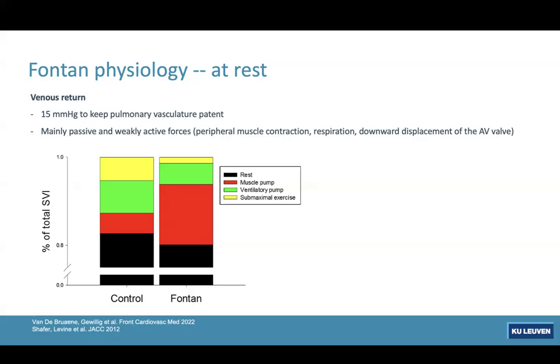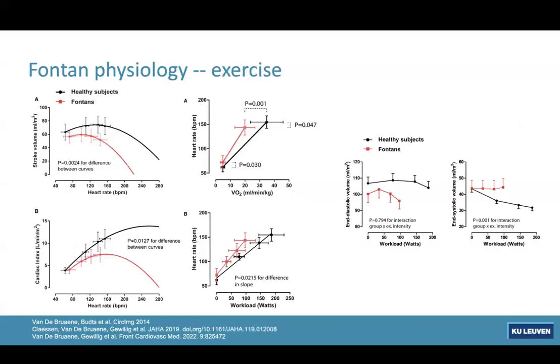And on the other side of the pulmonary vasculature, maybe even the downward displacement of the AV valve contributes a little bit to having this 15 millimeters mercury to allow transpulmonary blood flow. The thing is that if you look at a Fontan patient at rest, he looks and feels more or less the same as you do. But if you put that Fontan patient on an exercise test, you see the difference.